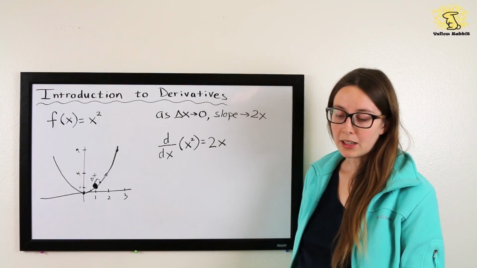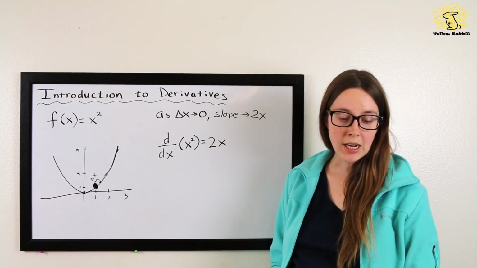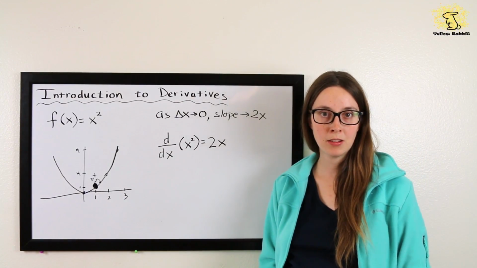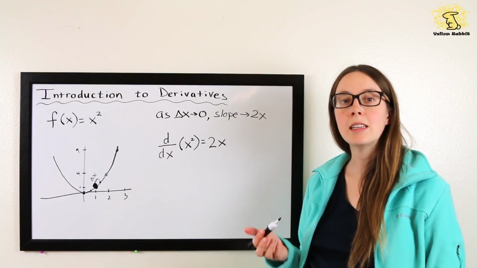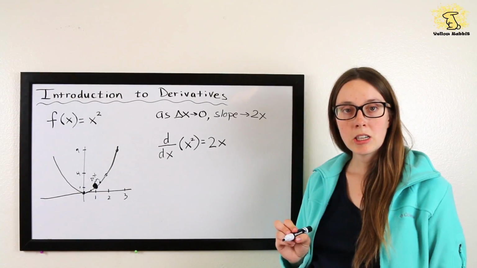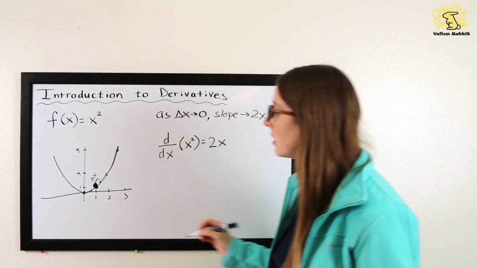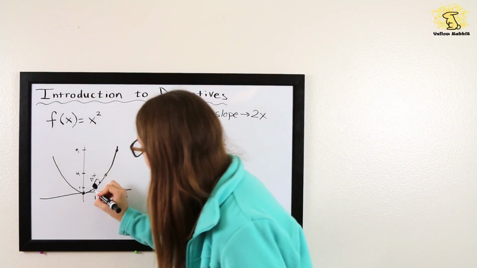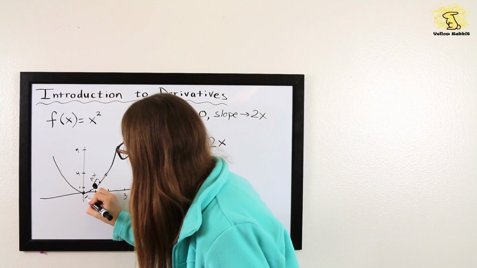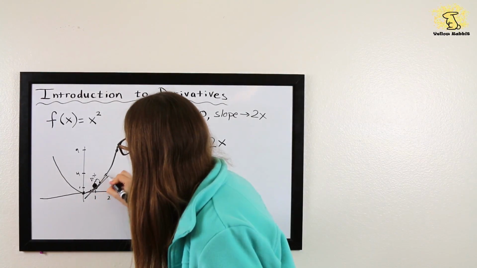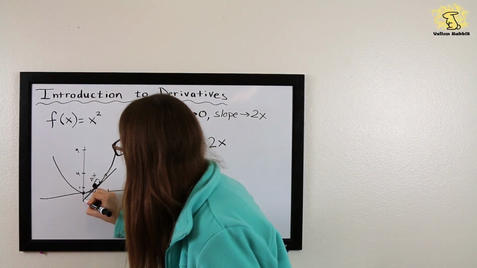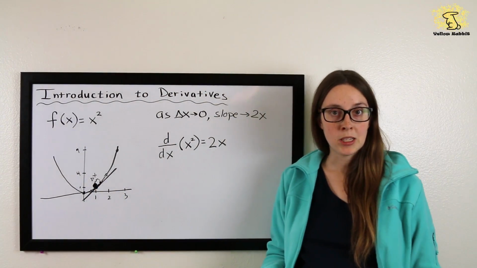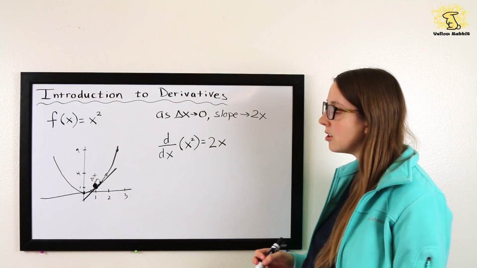Another way to think about derivatives is as an instantaneous rate of change, or as the slope of the line tangent to the curve. So the line tangent to the curve is the straight line that just barely touches the curve at the point of interest. So for instance, for our graph here, if I'm looking at the point 1, 1, the line tangent to the curve of x squared at 1, 1 would look more or less like this. So the derivative at this particular point is just the slope of the line drawn here.